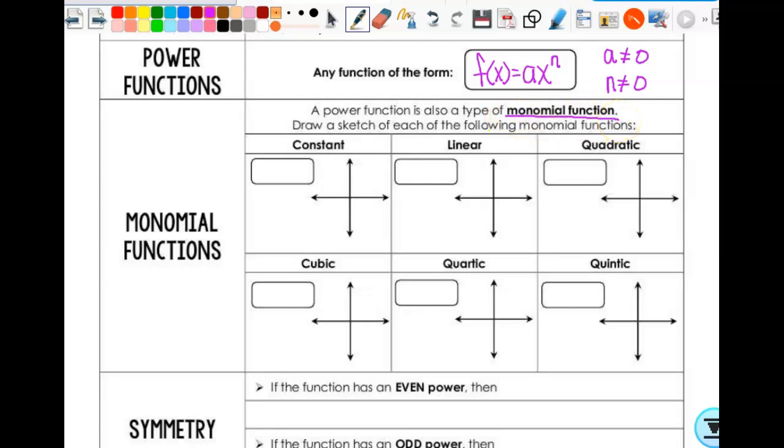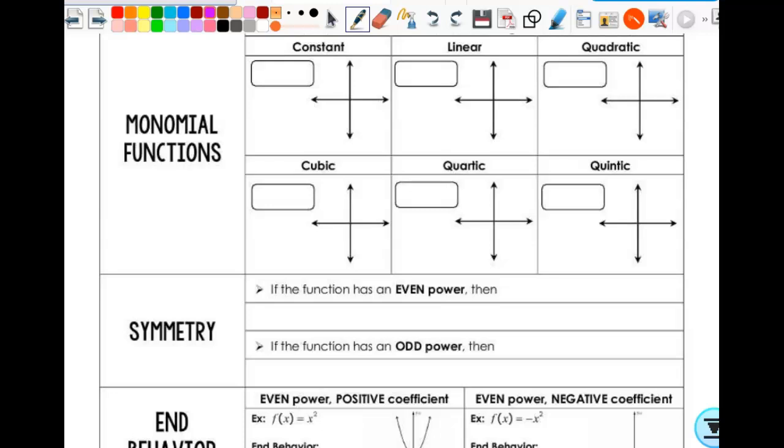So if I have 3x squared, that's a power function. If I have 3x squared plus 4 or 3x squared plus x, not a power function because it's not a monomial. Mono meaning one, nomial meaning term. Okay, so it's a single term thing. So we're going to draw sketches of the ones that we can do. A lot of our parent functions that we have looked at are monomial functions, but we're only going to look at specific ones here.